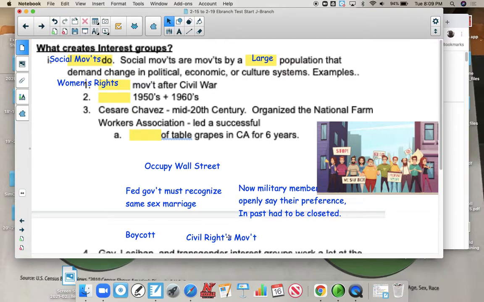In the 50s and 60s, it was the civil rights movement, these extremely large movements trying to grow support for added rights. Cesar Chavez, a name I clearly spelled wrong here, in the mid 20th century also organized a pretty good farm movement and led a successful boycott, which we see in the picture here, of table grapes, you know, the green and purple grapes that we eat in California, that lasted 6 years. And these large movements tend to develop into interest groups that serve the greater good.